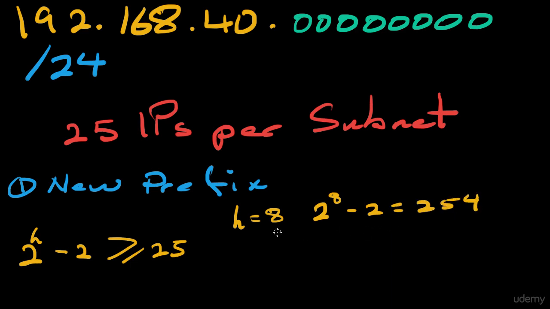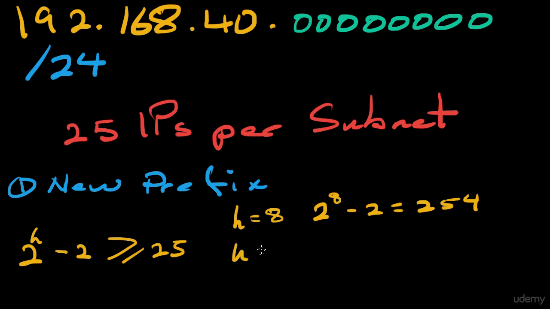Now, if I were to take away 1 from h and use h as 7, that would halve the number of IP addresses. So 7 host bits would actually give me about 125 or 120-ish IPs. 6 host bits would give me half of that, which would be 60-something IPs, 60-ish. And 5 host bits would give me half of that, which is 30-something IPs. So let's work these out.